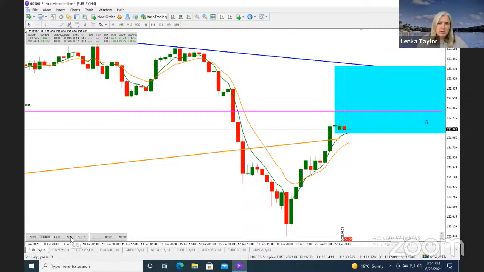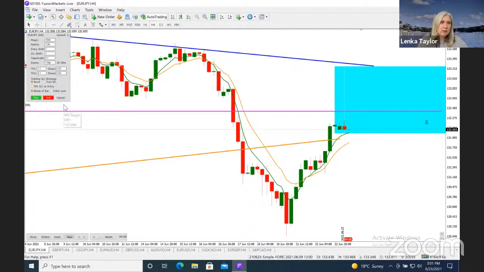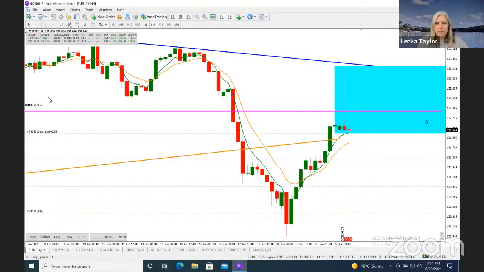So let's have a look. Entering below the bar and stop loss just above the same bar. So that looks good, and it's a sell. So that's the way it looks. I'm going to mark it up.